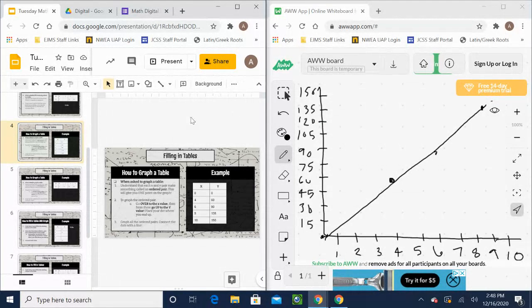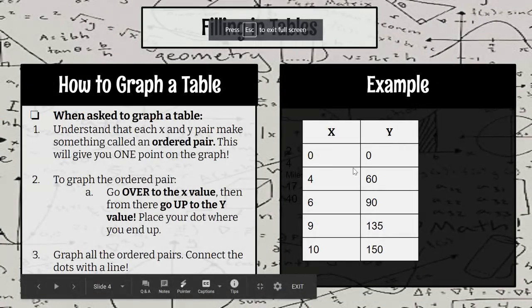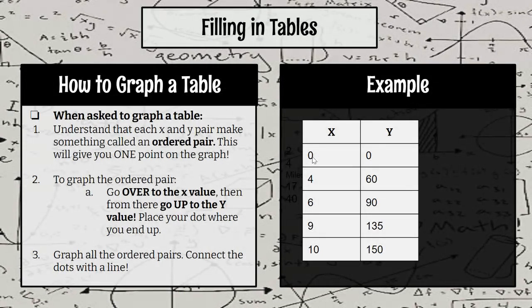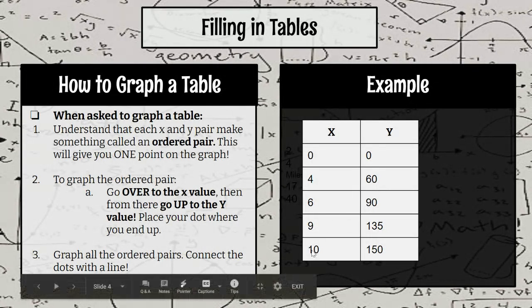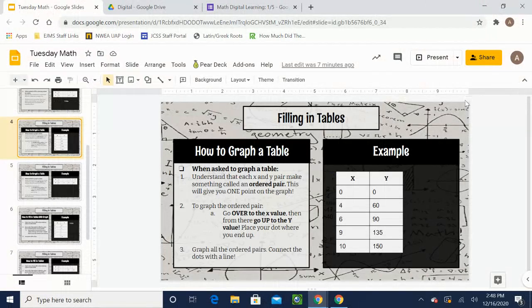So to recap, you are going to look at your table, look at the ordered pairs, go over to the X value, then go up to the Y value, and then place your point. So over, then up, over, then up, over, then up, over, then up, and then connect all those with a line, and then you will be done.